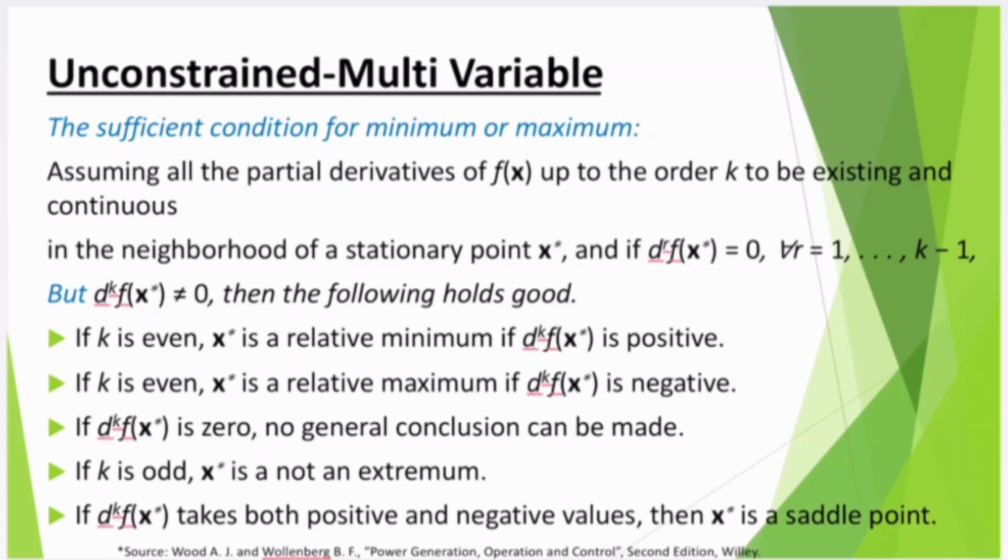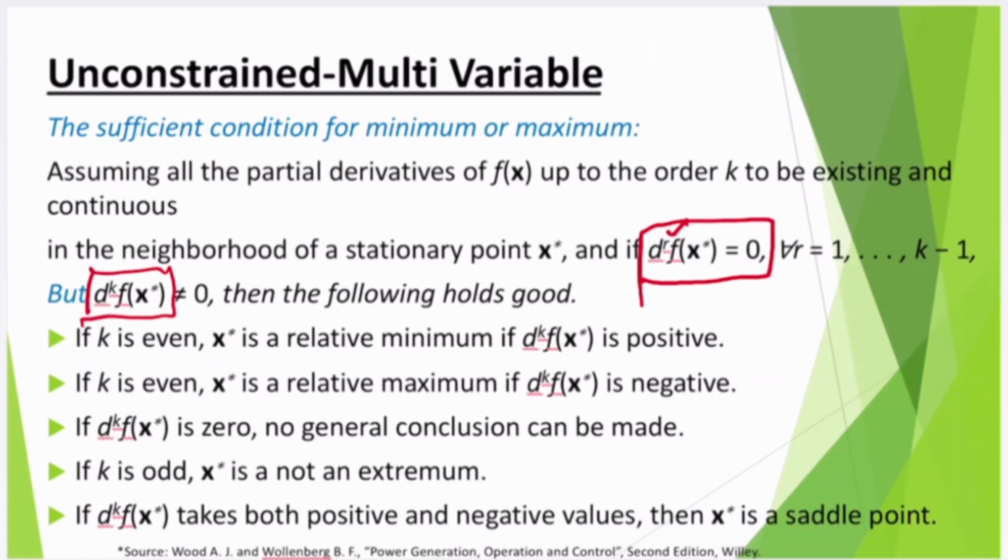Now it says that, assuming all the partial derivatives of f of x up to the order k exist and are continuous in the neighborhood of a stationary point x, if the r-th differential d^r of f of x equals 0, but the k-th differential d^k of f of x is not equal to 0. So this is my rth differentiation and this is my kth differentiation.